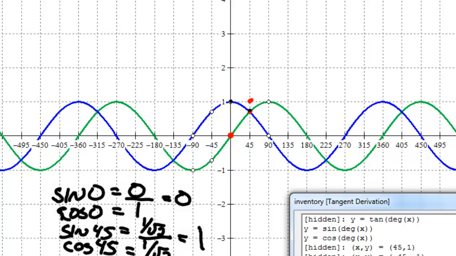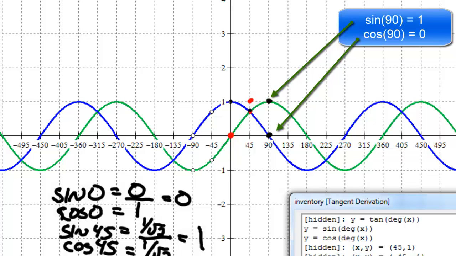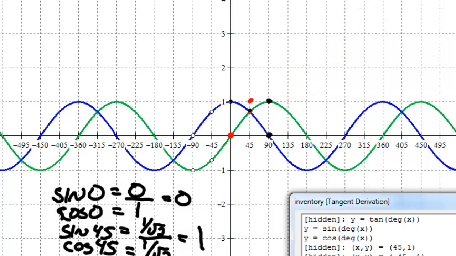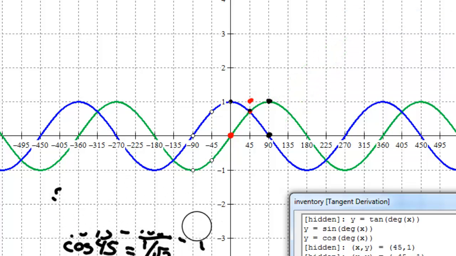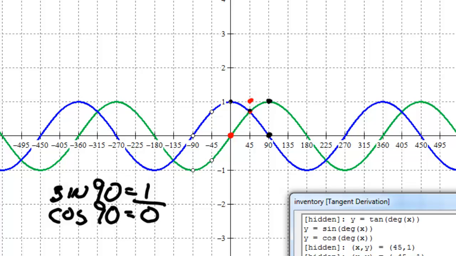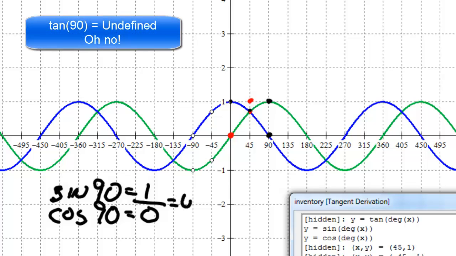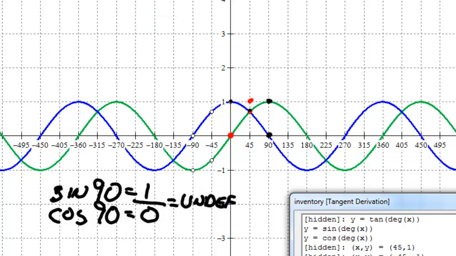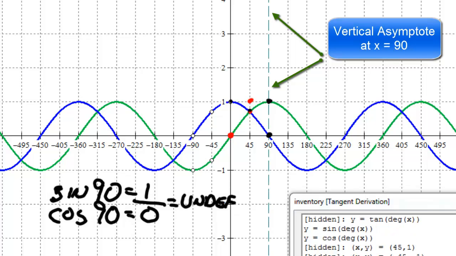At 90 degrees, what we see is that the cosine has a value of 0 and the sine has a value of 1. So if I try and create that ratio, the sine of 90 equals 1 and the cosine of 90 equals 0. That ratio, since we're trying to divide by 0, is undefined. Which means in that case I have no value for the tangent, and we have a vertical asymptote there. So I'm going to put that vertical asymptote into my graph.